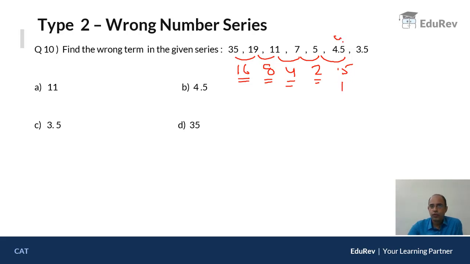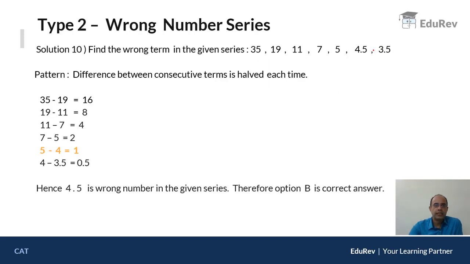5 minus 1 is 4. Then the next difference is half of 1, which is 0.5, and 4 minus 0.5 is 3.5, which we observe is given there. Therefore, we got the pattern. The pattern is the difference between consecutive terms is half each time. 35 minus 19 is 16. Half of 16 is 8, which is the next difference.